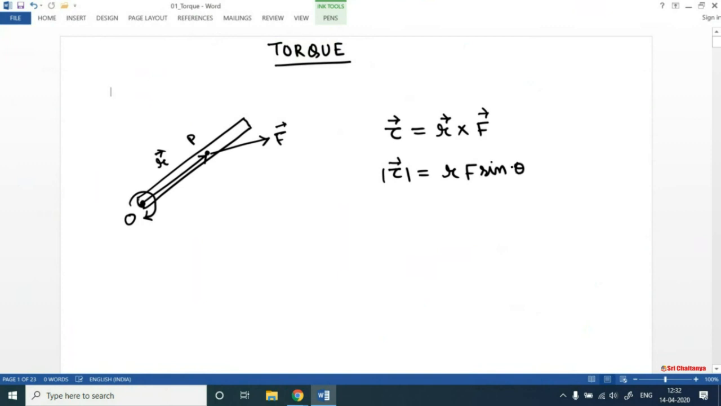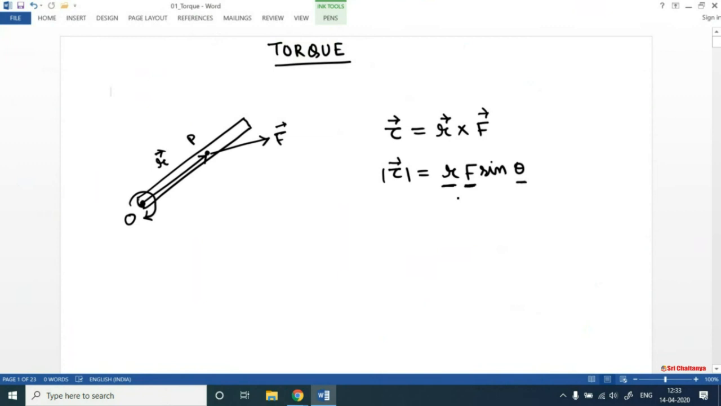Now look at the expression of this torque. This expression includes not only the magnitude of force, but it also includes the distance or point of application of force with respect to the axis, and also the angle between the position vector and the force vector. So this physical quantity which we have defined to measure the capability of a force to rotate a body includes all this information of force, position and angle.